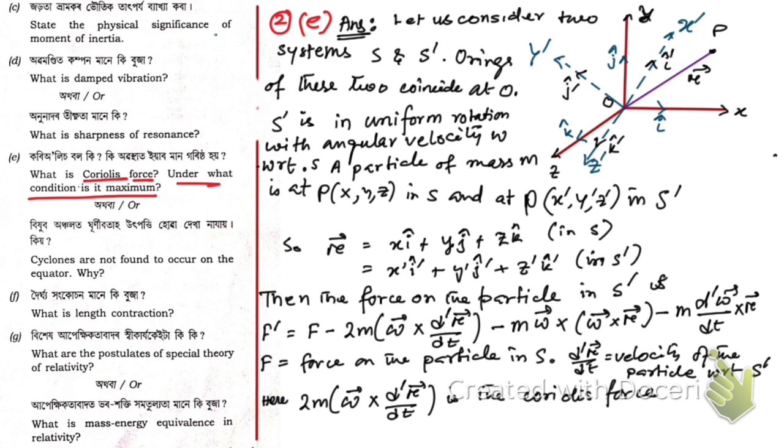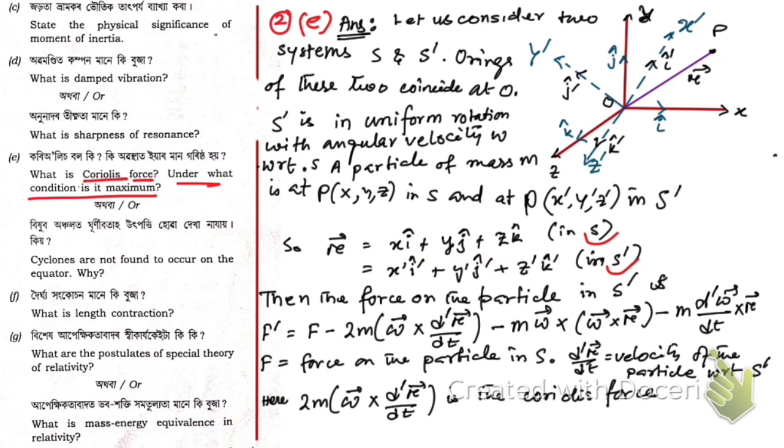Let me explain again. So here we have considered two systems. One has the x coordinate, y coordinate, z coordinate, this is the S system, and another is the S dash system. The axes are x dash, y dash, and z dash. And in these two systems, S and S dash, the position vectors of the particle of mass m respectively are these. So hope you have understood this.